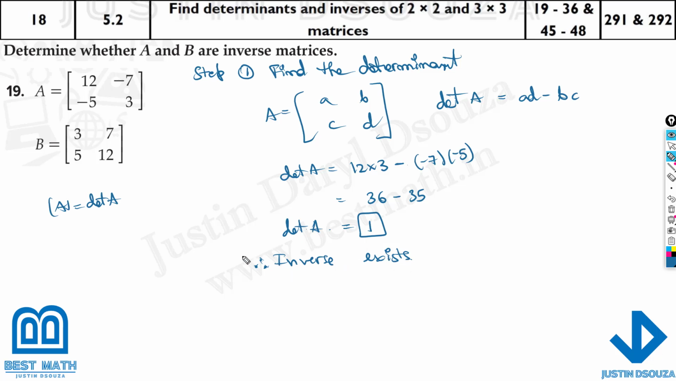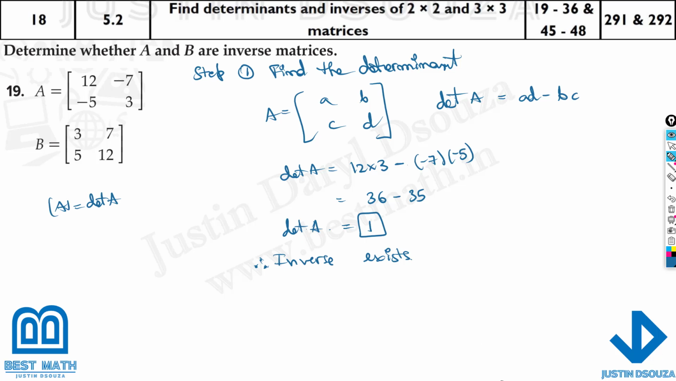So therefore, these 3 dots mean therefore, or you can just write hence. Or even if you don't write, it's fine. You just continue to find the inverse. That's it. But if it was 0, then you stop. You tell there is no inverse. Why? Because you cannot find the inverse, because over here there is 0. So this is step 1. I hope this is clear.